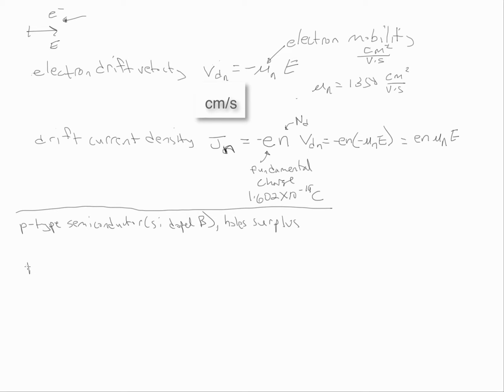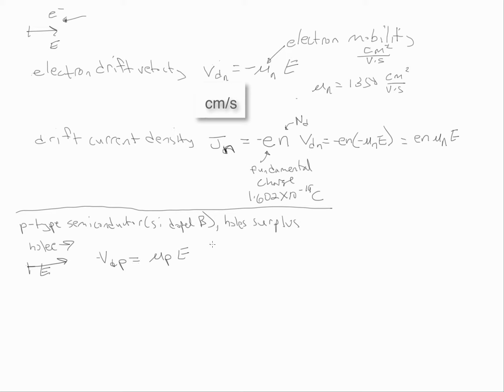And there we apply the electric field again. And this time the holes are going to move this way. And we could calculate the drift velocity for the holes. It's going to be mu sub p for the holes times the applied electric field, because now there's no minus sign because they're both flowing in the same direction.